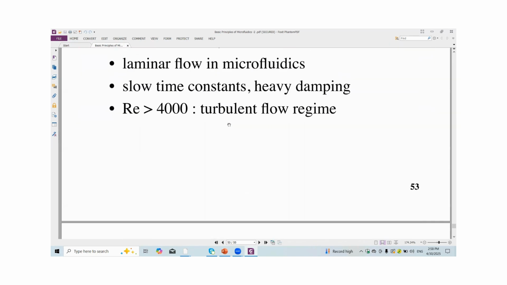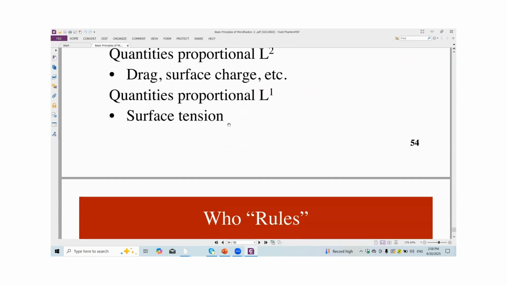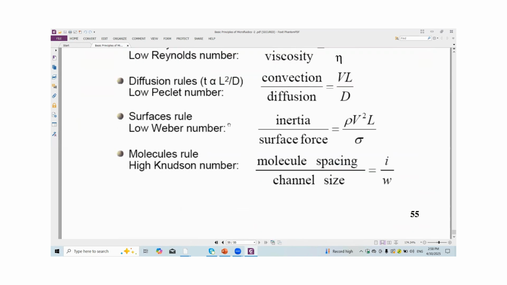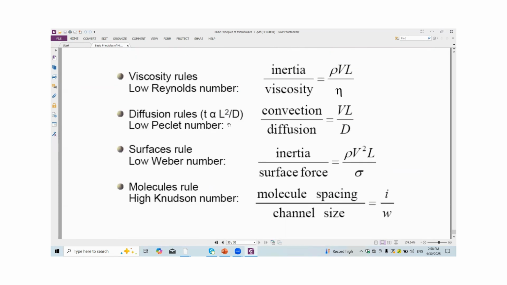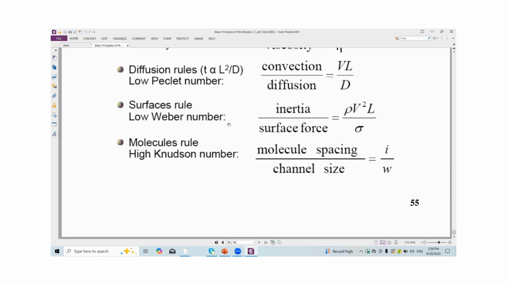So these were all the basics. The summary is here. I'm not going to repeat it, but here you can see the different dimensionless numbers, just like the Reynolds number, Peclet number, Weber number, Thomson number. Its formula, its definition is in front of you. So these were the basics for microfluidics.